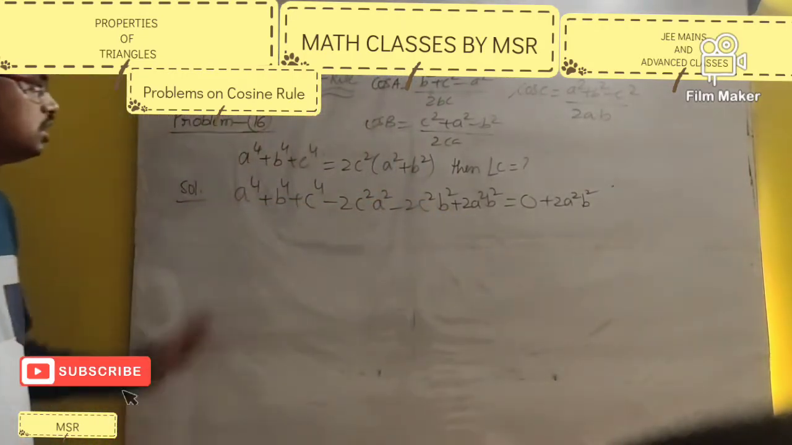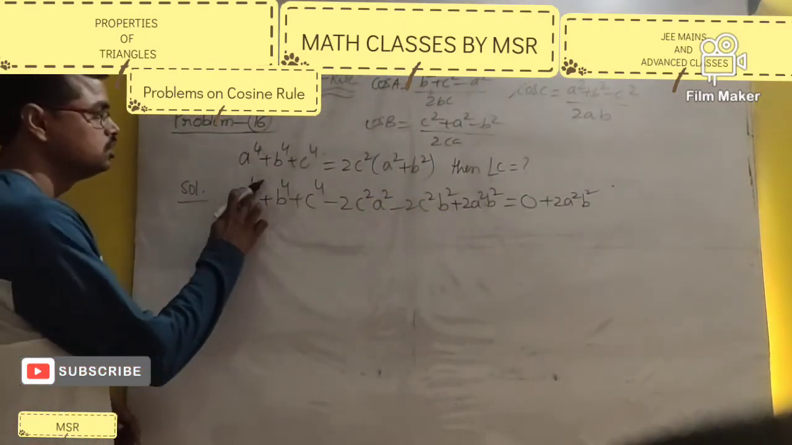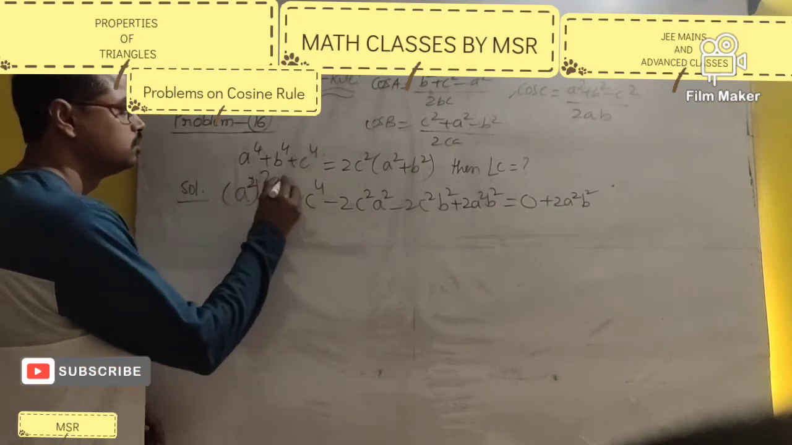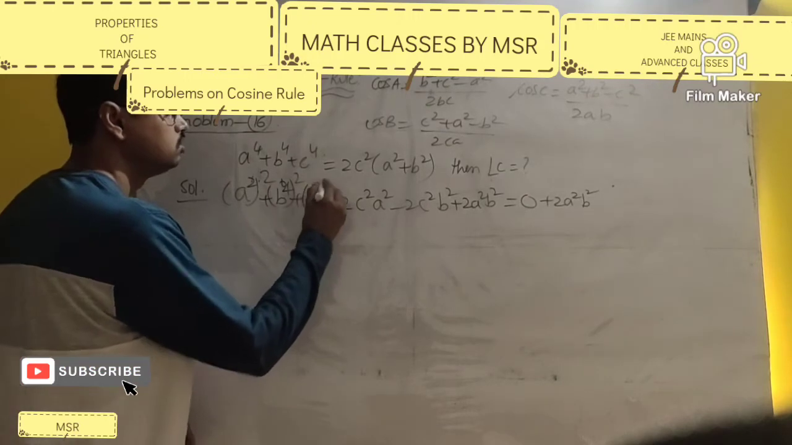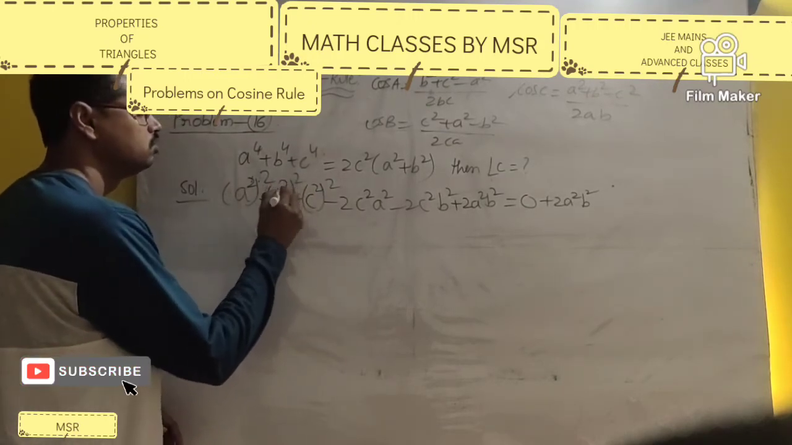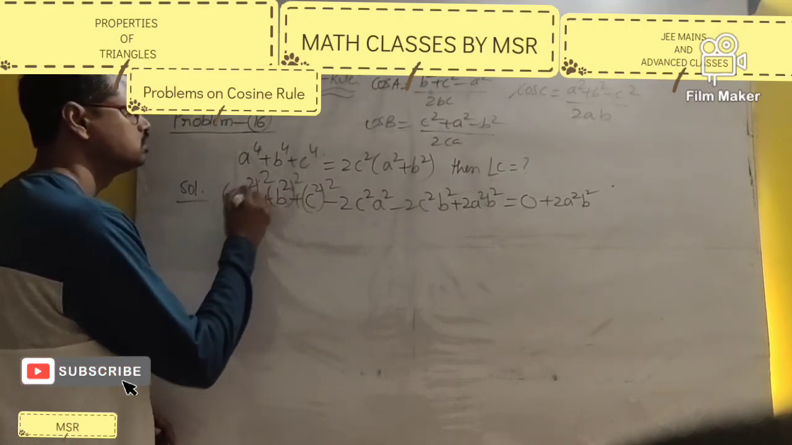Okay. So what does the left hand side become? This is a square whole square. This is b square whole square. This is c square whole square. Okay, you can write it like that, right? a power 4 as a square whole square like that.